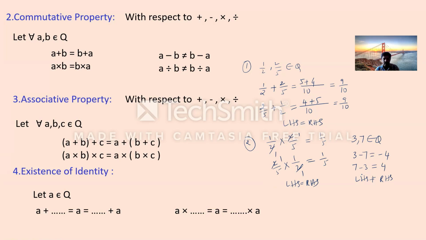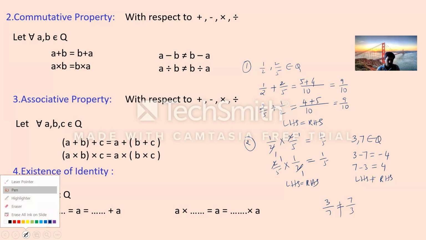The same way, for the fraction, for example, 3 by 7 and 7 by 3, these two are not same. So we can conclude rational numbers won't satisfy commutative property with respect to division.